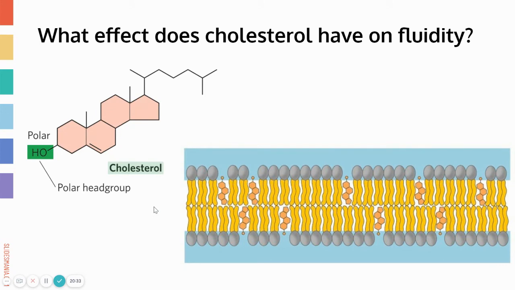possible answers for this. So one possible answer is that cholesterol sort of acts like a kink in the membrane, where it's sort of pushing these two molecules apart and decreasing the interactions between them, and therefore making the membrane more fluid. So that's one way to think about it, that cholesterol essentially acts like an unsaturated tail.